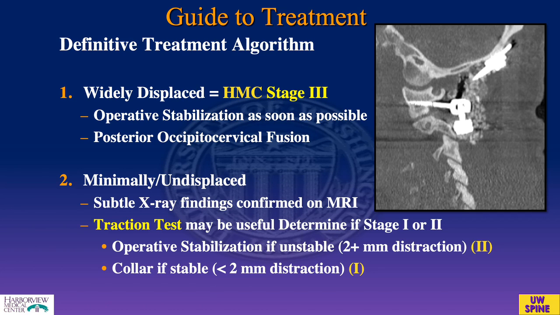If we look at a guide to treatment, there's a definitive algorithm. The widely displaced or the type 3 injuries, we really want operative stabilization as soon as possible, and this typically is going to involve a posterior occipital cervical fusion. The minimally displaced or undisplaced injuries can have subtle X-ray findings. Maybe there's some further evidence on MRI, and this is really where a traction test may be useful to try and figure out if this is really stable or if this is a type 2 where it looks well aligned, but really it's quite unstable. With a traction test, if there's distraction of more than 2 millimeters, this would represent instability. If less than 2 millimeters, this would be a type 1 and can be managed non-operatively.